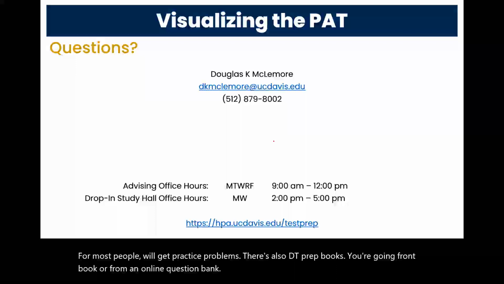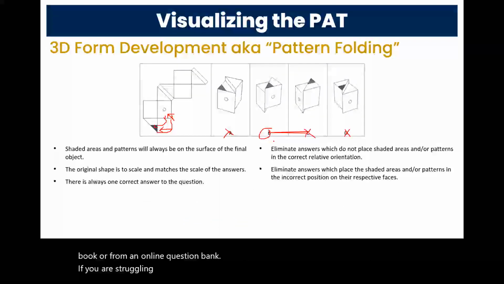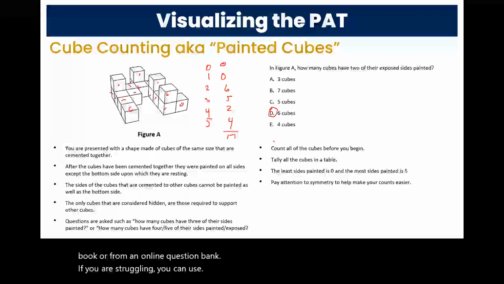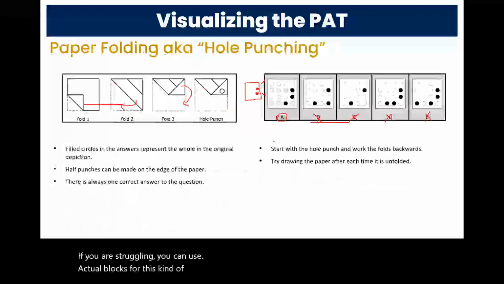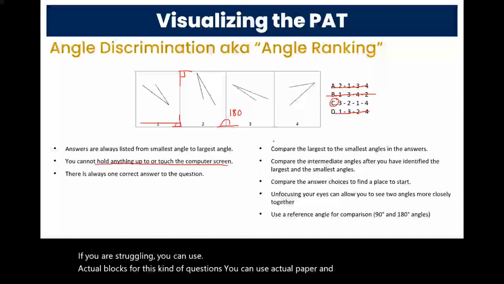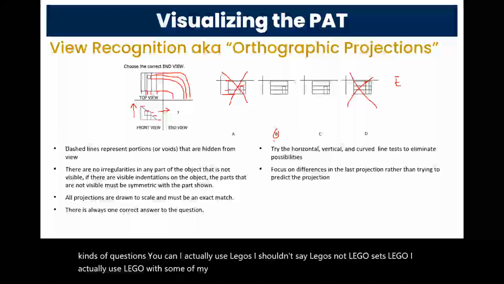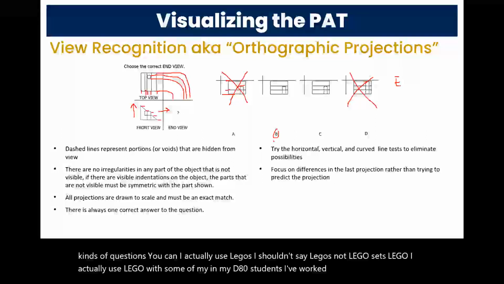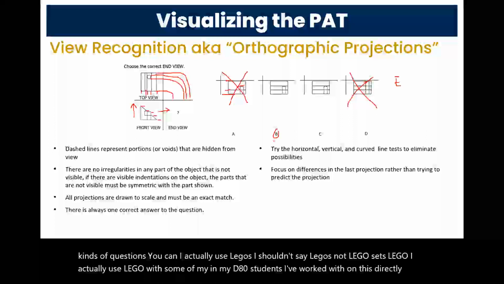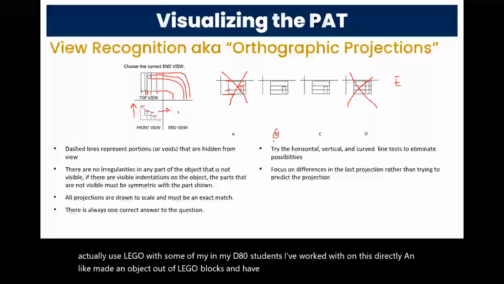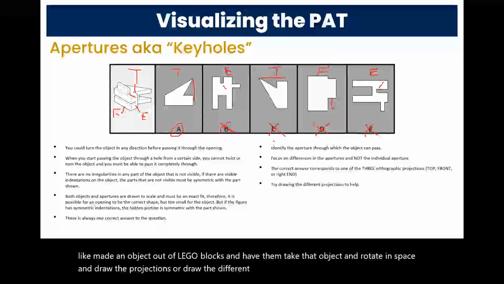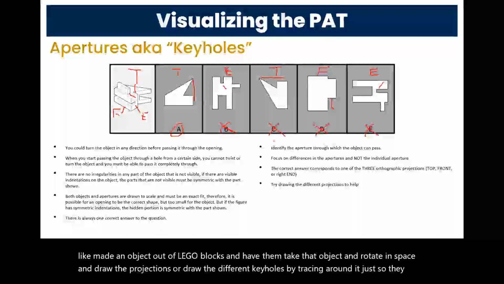If you are struggling, you can use actual blocks for this kind of question. You can use actual paper and a hole punch for these kinds of questions. I actually use Lego with some of my DAT students that I've worked with on this directly, and made an object out of Lego blocks and had them take that object and rotate it in space and draw the projections or draw the different keyholes by tracing around it, just so they get better at that. So you can also practice those.